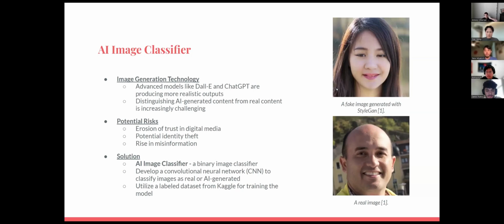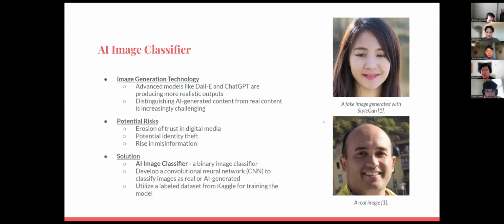So the first thing to go over is what an AI image classifier is. To begin with, just some context. There's been an uptick in image generation technology. The advent of new models like DALL-E and ChatGPT are able to produce more and more realistic images based on user prompts. And this makes distinguishing AI generated content from real content increasingly challenging and necessary. The potential risks that come with these new AI generated images are erosion in trust in digital media, potential identity theft, and rise of misinformation.